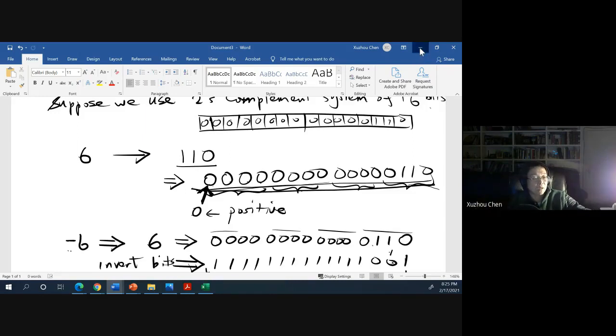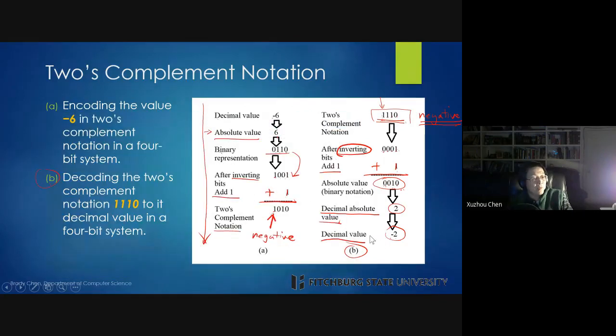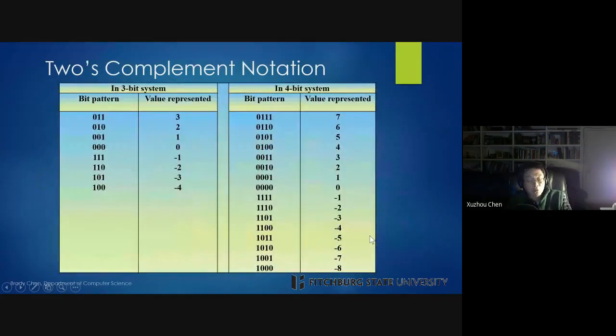Now, once we know how to do this, we can play with addition and subtraction in a computer system. Of course, the computer system is going to do this based on two's complement addition. We're not going to actually do this ourselves; we just need to know how the computer does it. So here, this table gives you the conversion between the decimal number and the two's complement representation.